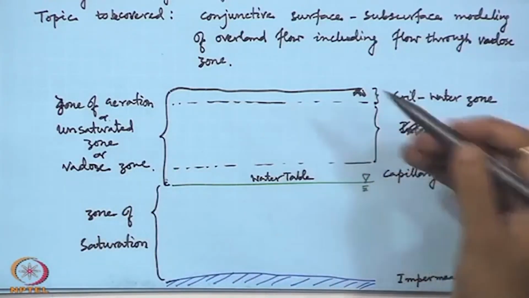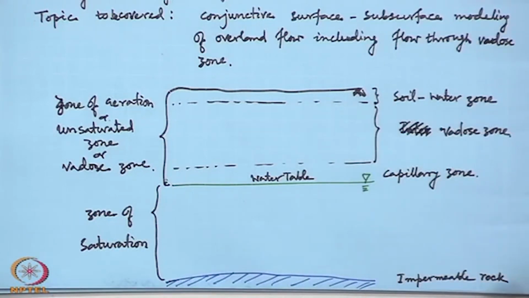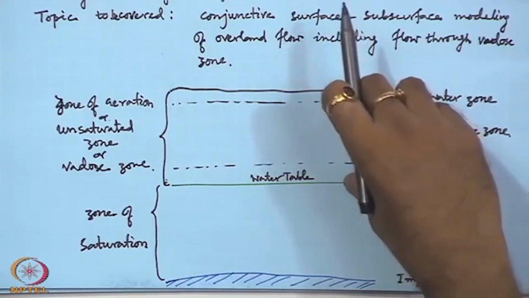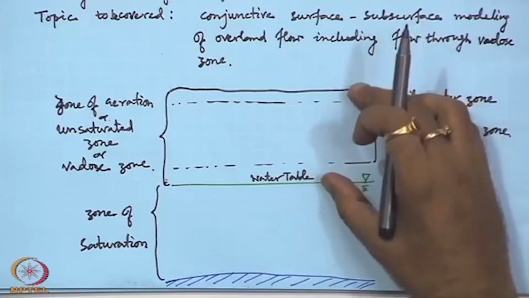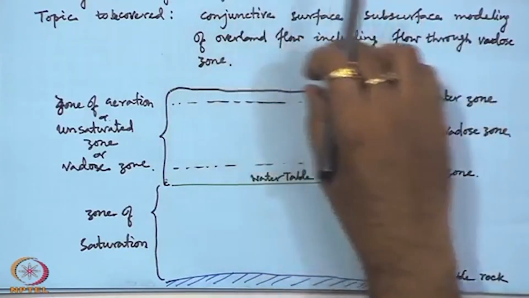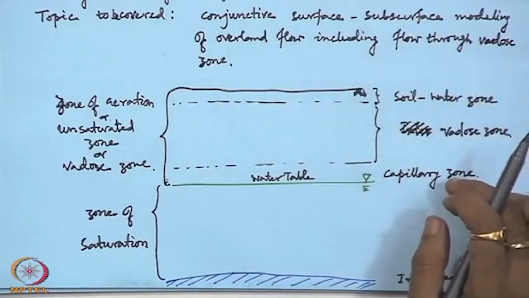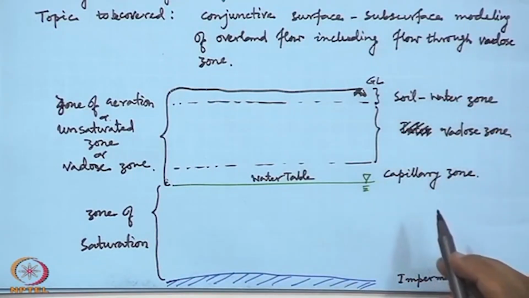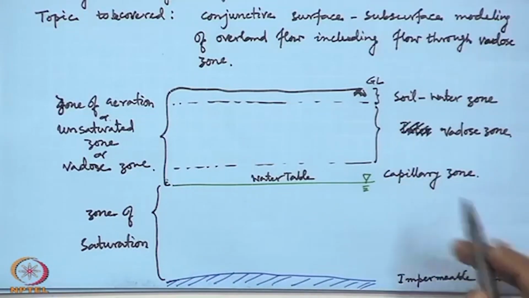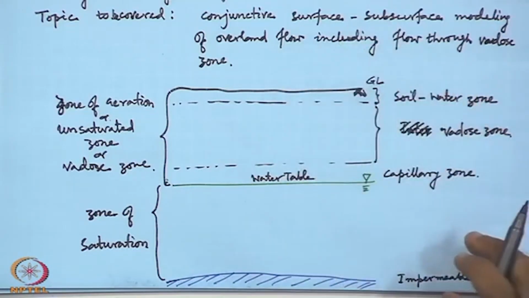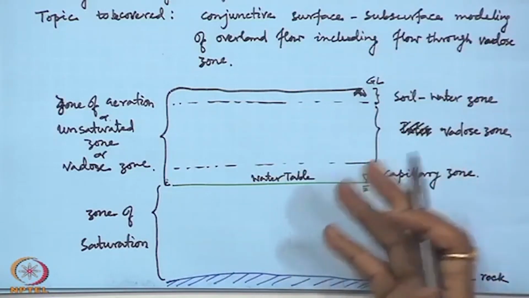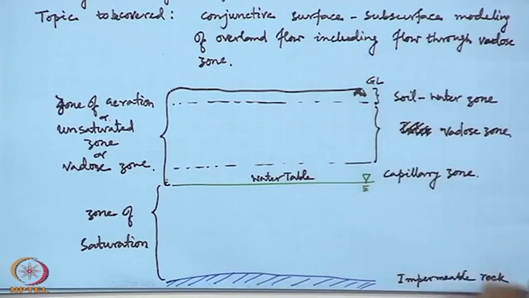So, in this particular lecture we are concerned about the modeling of this zone of aeration or unsaturated zone or vadose zone, and the water above that ground level or ground surface. So, what are the processes or what is the interaction mechanism between this overland flow and subsurface flow, that we will examine.